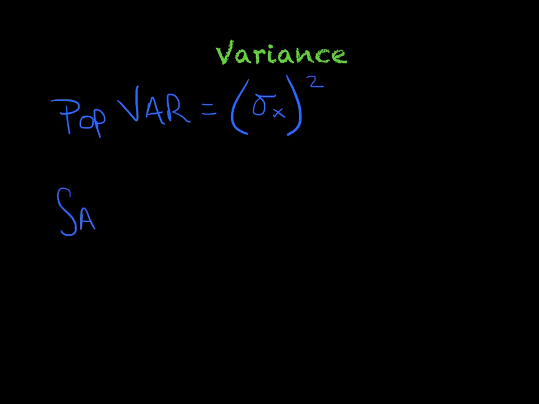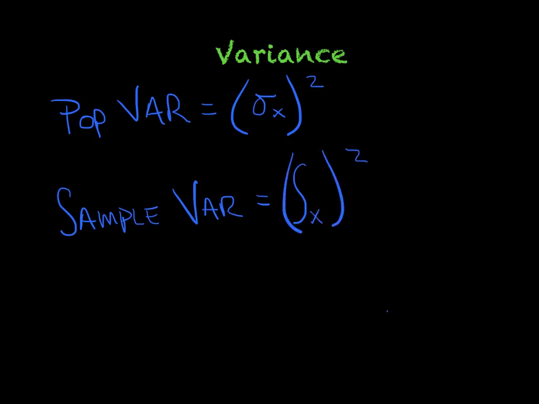Or if you wanted the sample variance for some reason, we're going to take our sample standard deviation and square that. So that's all it is. It's again just measuring dispersion, how far spread out the data is. We're going to take our standard deviations, which the calculator does for us, and then we have to square it on our own.